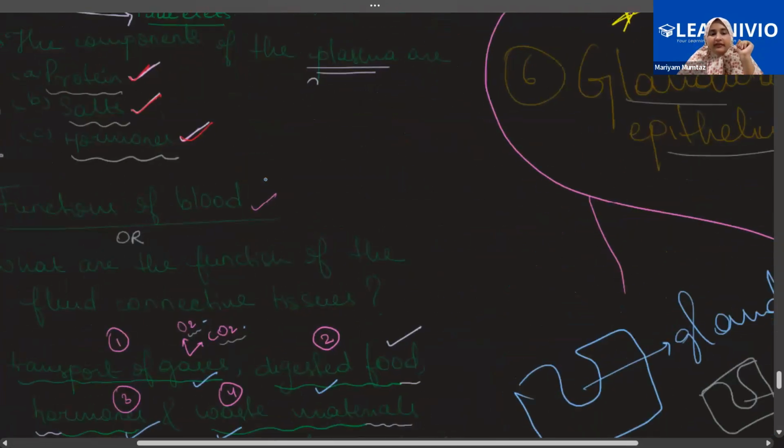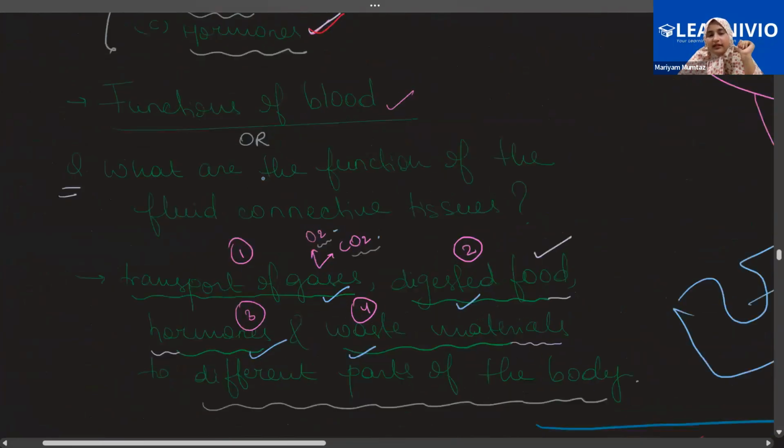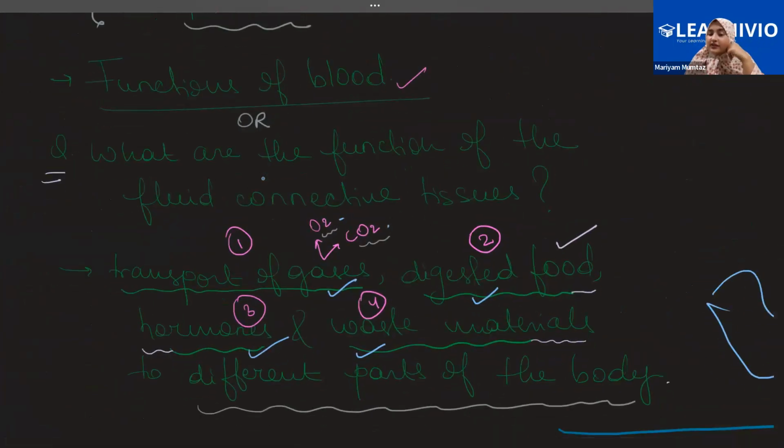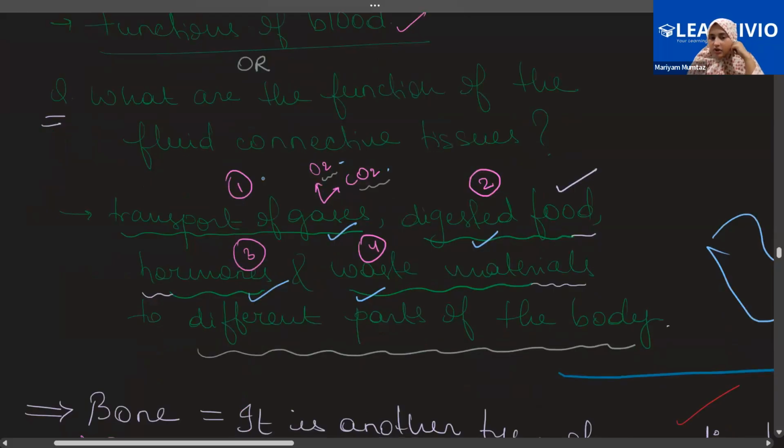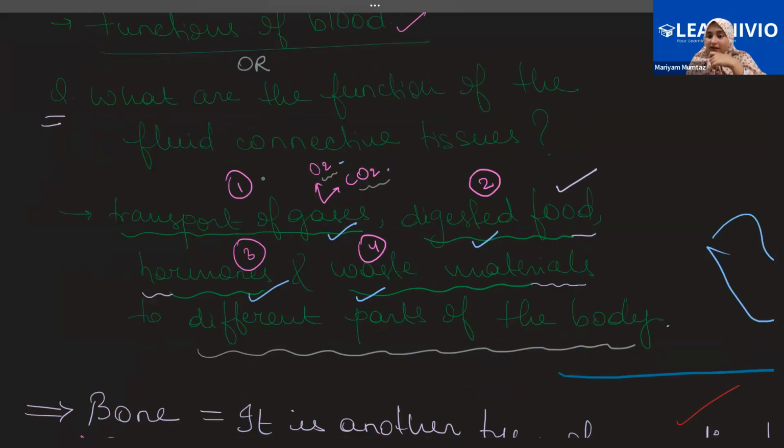Now, seeing the functions of the blood, or they can also ask you, what are the functions of the fluid connective tissue? So, transportation of gases such as oxygen and carbon dioxide, transportation of digested food. Once the food gets digested in our body, it gets transported to the whole entire body with the help of blood. It transports hormones also, and also the waste materials are filtered or sent out with the help of blood only.